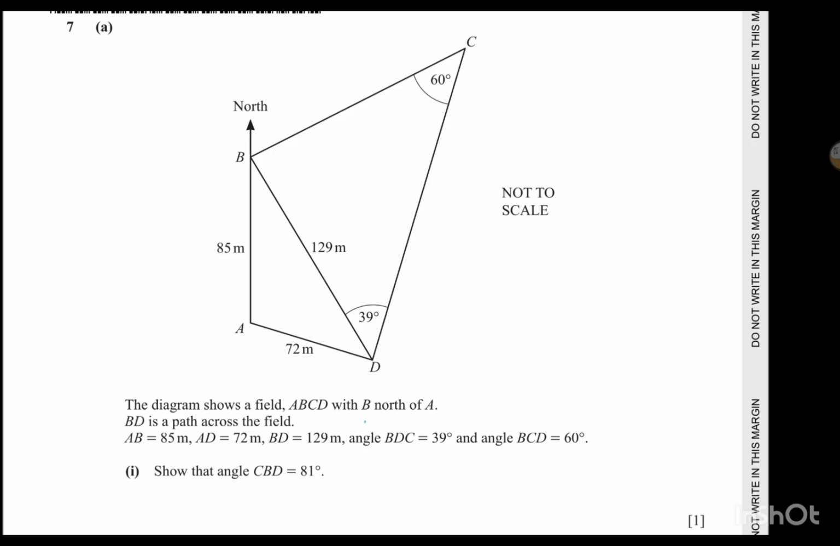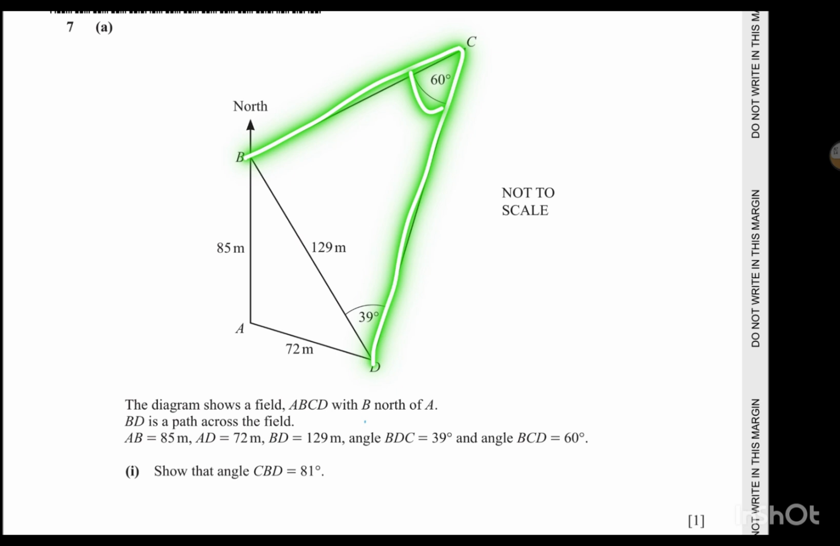Question number 7. The diagram shows a field ABCD with B north of A. BD is the path across the field. AB is equal to 85 meters. AD is equal to 72 meters. BD is equal to 129 meters. Angle BDC is equal to 39 degrees, and angle BCD is equal to 60 degrees.